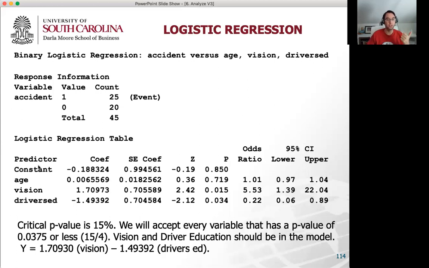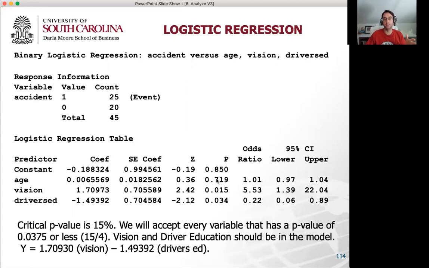So as you can see here, we have constant, age, vision, drivers, education. We have the coefficient, and we have the p-values here, okay? So since we're doing a critical of p 15%, you divided that by 4, you get a 0.375, okay? So from this critical value of 0.375 that we're using, which variables are significant? Well, vision and driver's education, right?